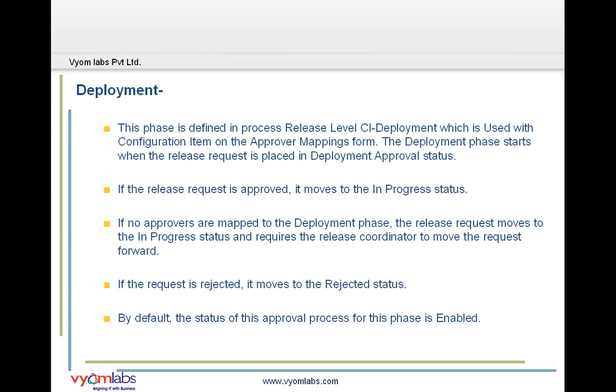Next is the deployment approval phase, which is defined in process release level CI deployment. Again, it is used with the configuration item on the approval mapping form, and it starts when the release request is placed in deployment approval status. If approved, it moves further. If rejected, it gets back to the rejected status. If no approvers, only the release coordinator would be required to move the request forward.